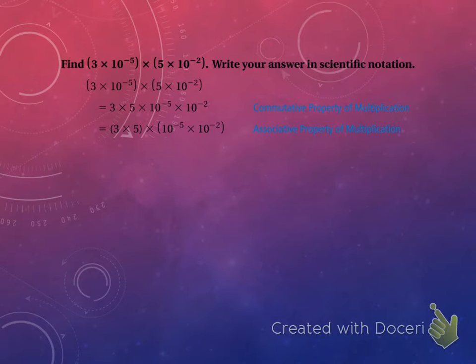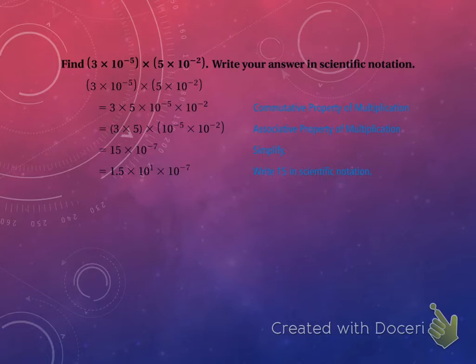If you take 2 times 3 times 1, you get 6. But if you take 1 times 3 times 2, you still get 6. It doesn't matter what order. And the associative property is just regrouping them. You don't have to write those words over there. Just write down the math that we're doing right here. So we've got 3 times 5, and then times 10 to the negative 5th times 10 to the negative 2nd. Well, we know how to do all that. 3 times 5 is 15.